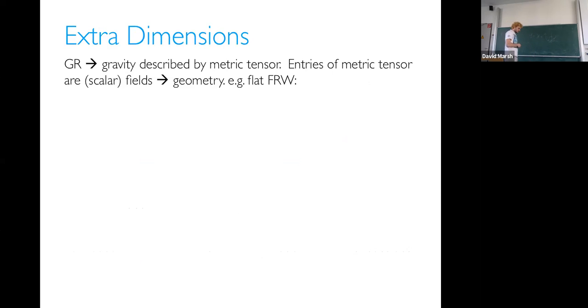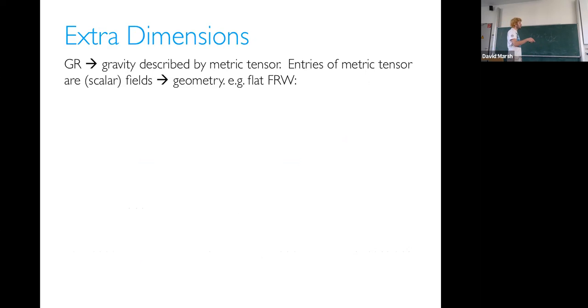So let's go to extra dimensions. If you've done general relativity, or even if you've just done the simple cosmologist's picture of general relativity, you know that gravity is described by a metric tensor. And you know that the entries of the metric tensor are fields. They depend on the space-time coordinates, and these give the geometry.